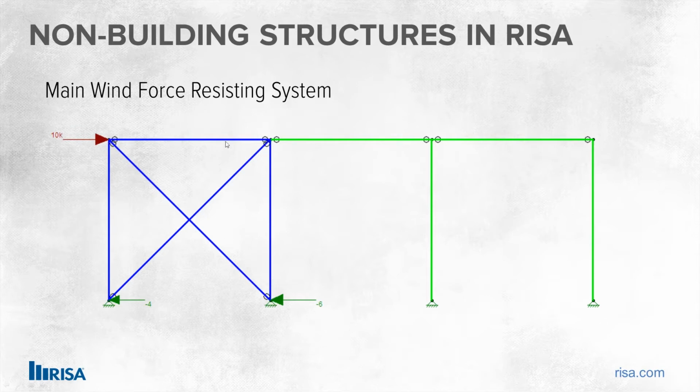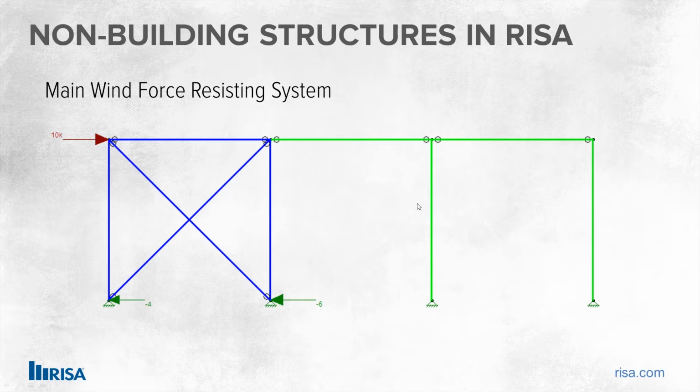And we can see that the load path moves such that this applied load comes out as reactions down here. Now compare that to the base of these columns where there's no reaction. That's because all these elements in green here are just along for the ride. They would not be considered part of the main wind force resisting system in this case. Now you might think, all right, well, we're open and shut on this structure. Obviously, this is the main wind force resisting system, just the blue elements.